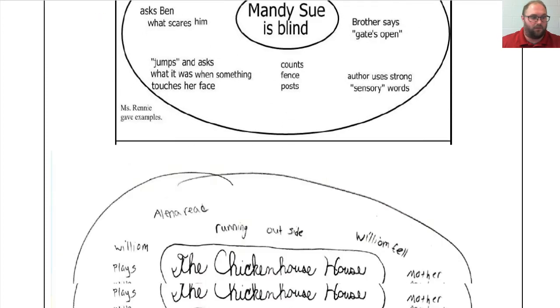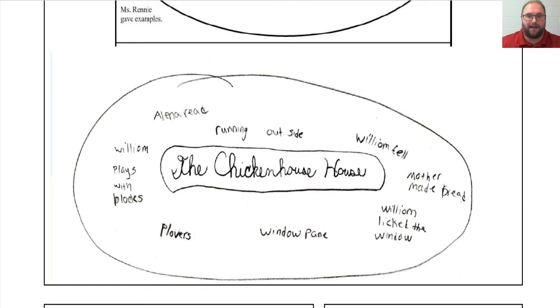Now, if we scroll down, here's another one. This is about a chicken house, and it's a younger student looking at what has happened in the story, The Chicken House. What are things that happened? And it was pulling information from the text.